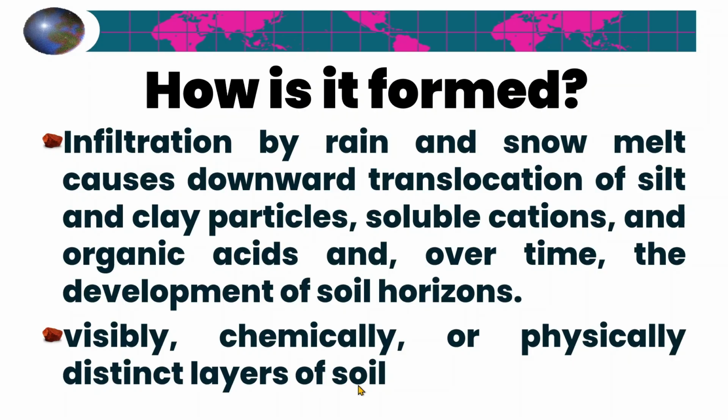Before that, let's talk about how it is formed. So how do these soil horizons form? When rain or melting of snow infiltrates the ground, it carries down fine particles like silt and clay, along with minerals and organic acids. Over time, this downward movement, which we call translocation, creates distinct layers that differ in color, texture, and composition. That's why each horizon looks or even reacts differently. Now let's explore each of these horizons and see what makes them unique.